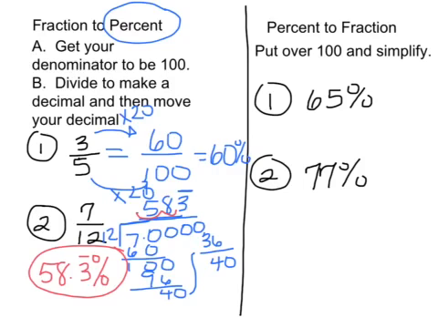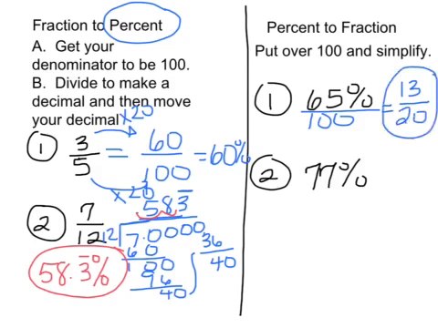So for this first one, I'm going to put 65 over 100, and I'm going to try to simplify. Looking at both of these, 5 can go into each of them. If I divide 65 by 5, I get 13, and 100 divided by 5 is 20. I can't simplify any more, so that's my final answer.